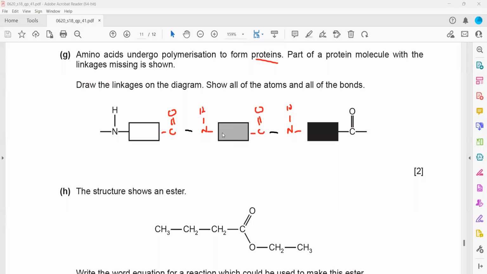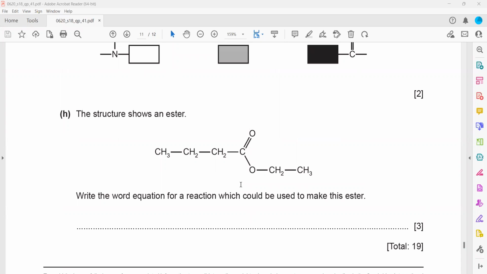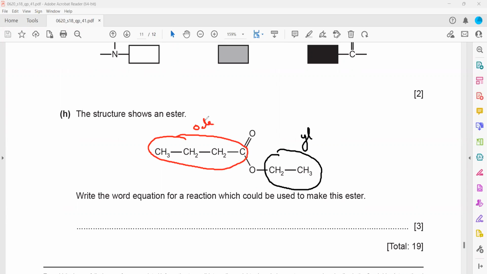Then the next one, we have to name an ester. The structure shows an ester. How to name an ester? The part which is attached to oxygen, we name first, and that should always end in yl. And the part which has the C double bonded with O, we name second, and that should end in oate. So this part is the branch we name first, and this part we name second. How many carbon atoms do you see attached to oxygen?